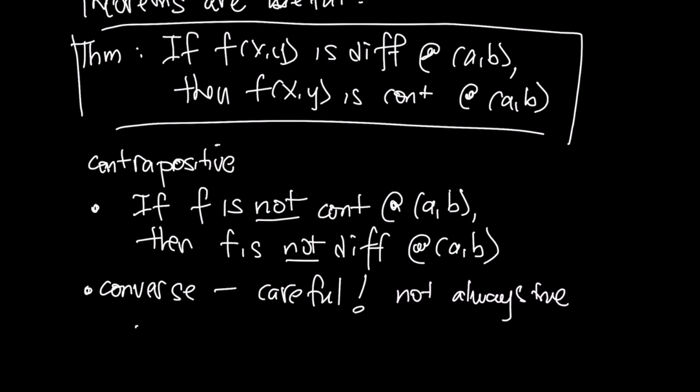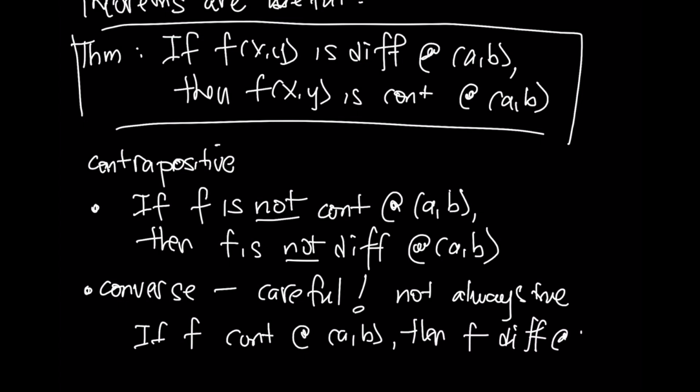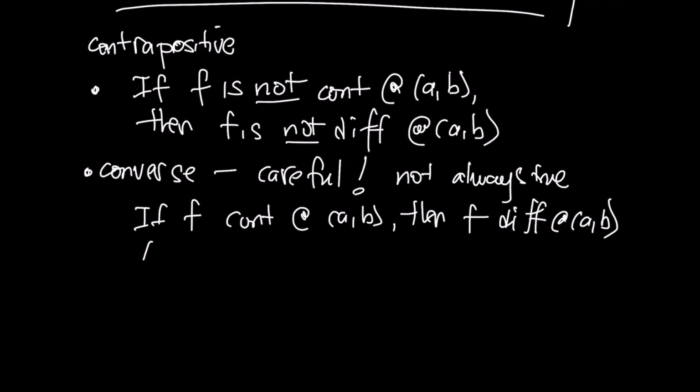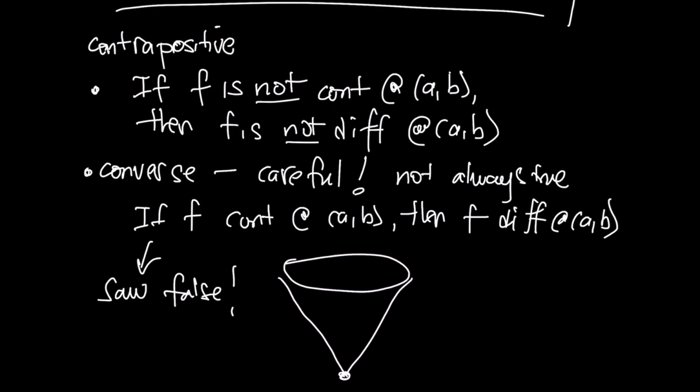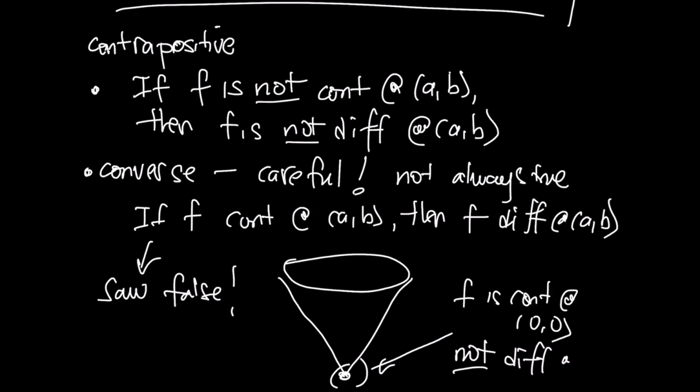If f is continuous at the point AB, then f is differentiable at the point AB. We just saw that that's not always true. When I have this cone, the function here is continuous, so f is continuous at 0, 0, but it's not differentiable at 0, 0. So this theorem is more of a test to try to help you see when something is not differentiable. The next test is much more useful.